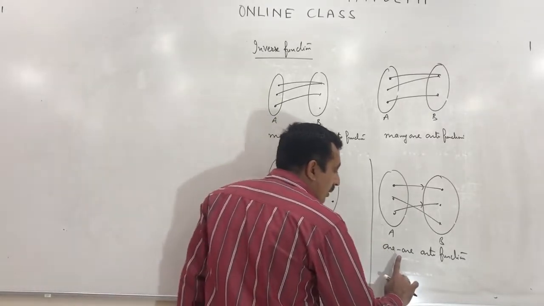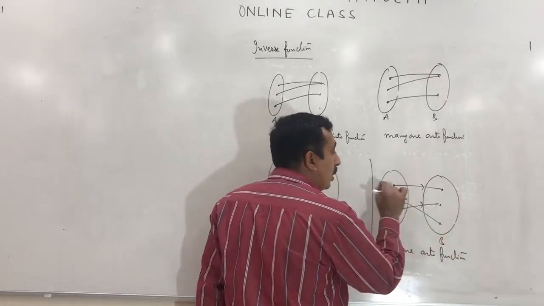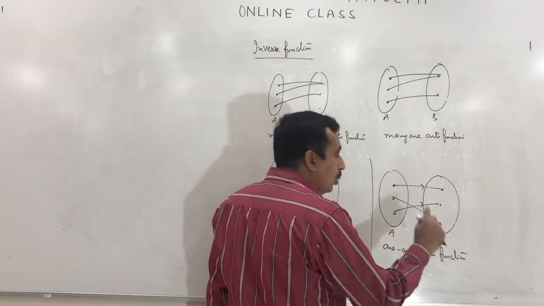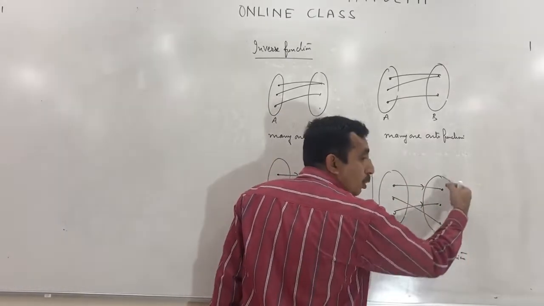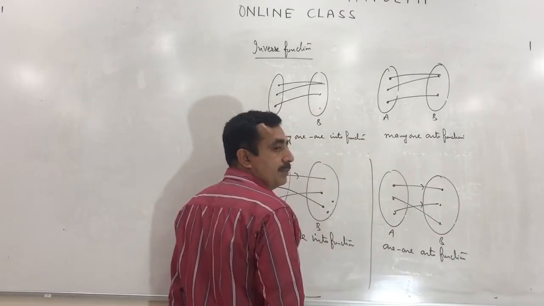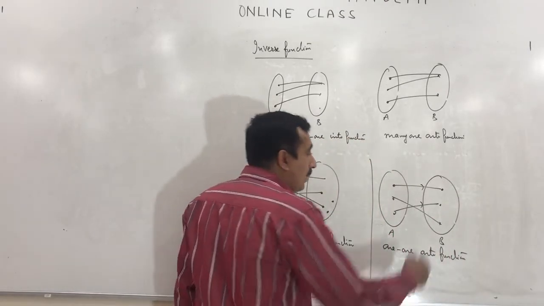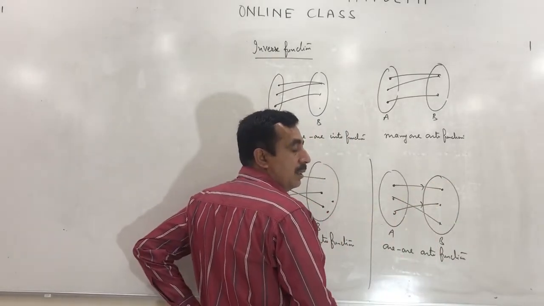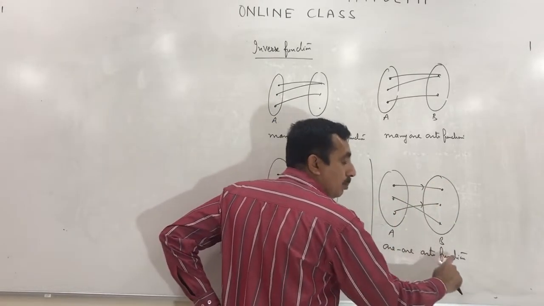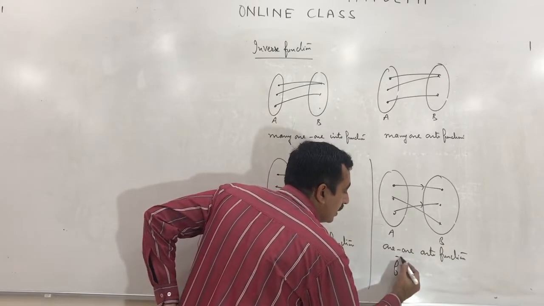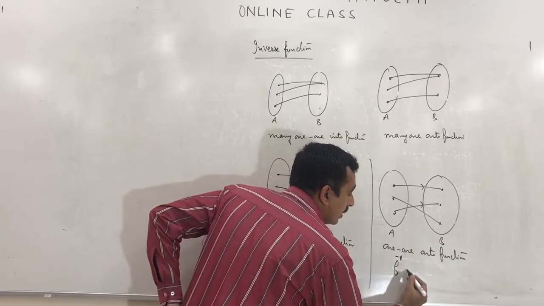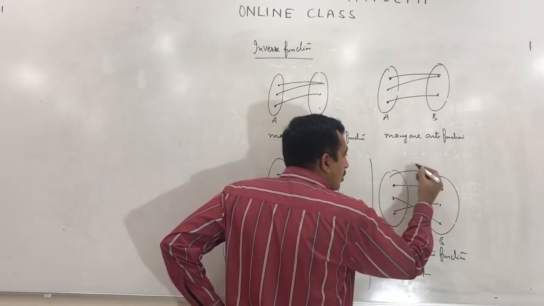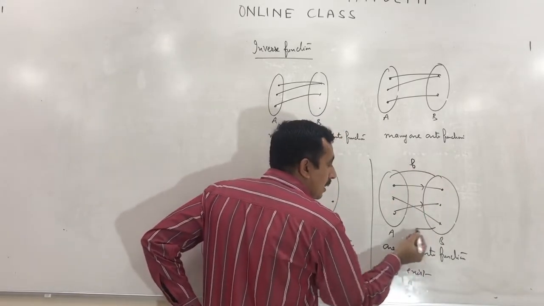And when a function is one one and onto both: one one means every element has a distinct image, onto means every element of the codomain has an image of at least one element. When a function is one one onto both, then the inverse exists. If this is the function, this is called the inverse.